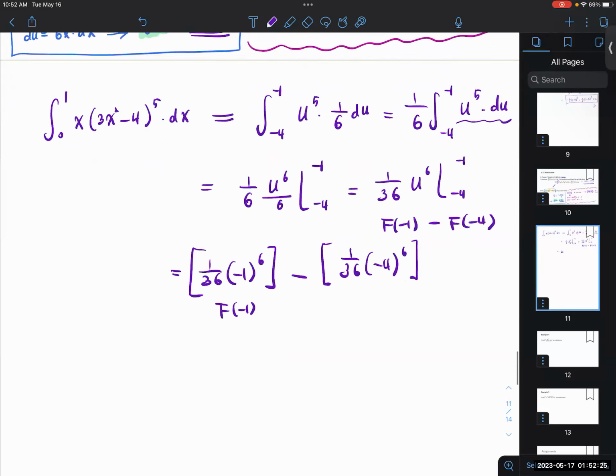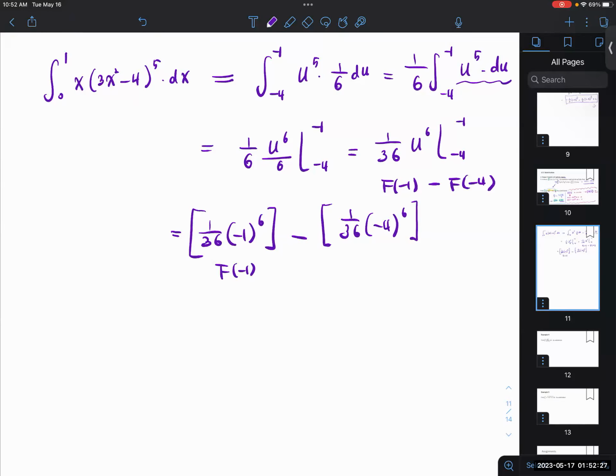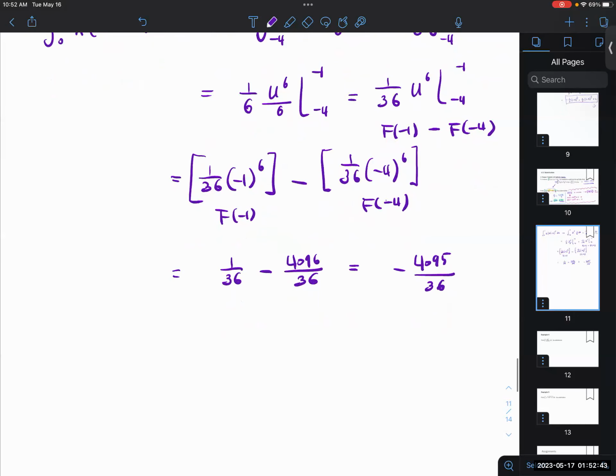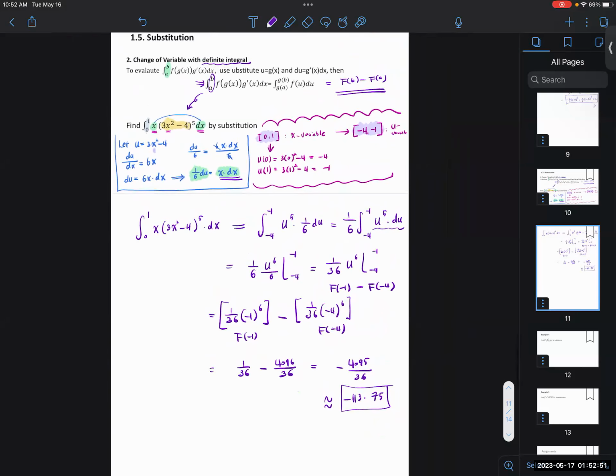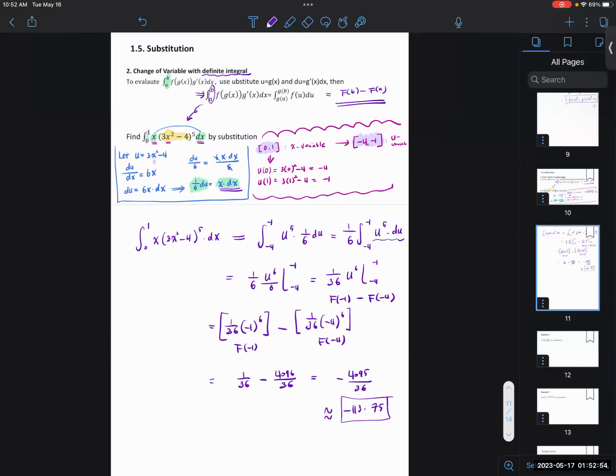You can go to decimal, no problem. So it is going to be 1 over 36 times capital negative 1, minus 4096 over 36. Negative 4095 over 36 as a decimal is negative 113.75. So it's going to be a simple number, because this is a definite integral. So that's the second part of 1.5.